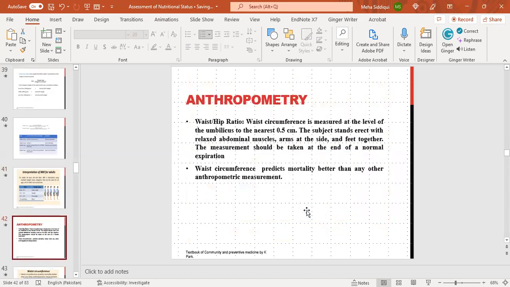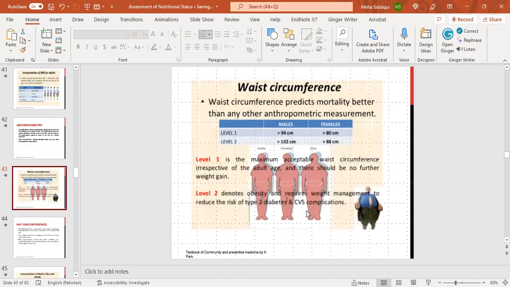Anthropometry: waist hip ratio. Waist circumference is measured at the level of the umbilicus to the nearest 0.5 centimeter. The subject stands erect with relaxed abdominal muscles. The measurement should be taken at the end of a normal expiration, and waist circumference predicts mortality better than any other anthropometric measurement.